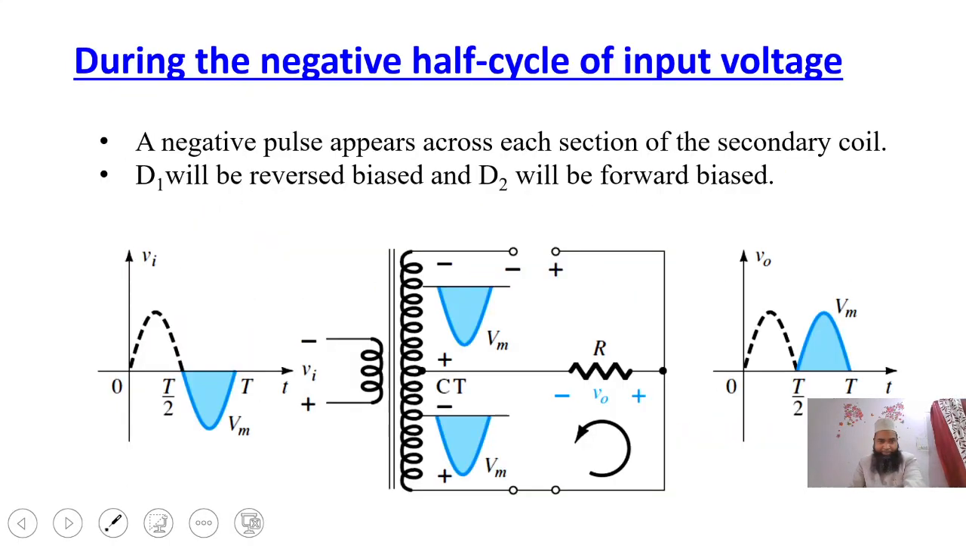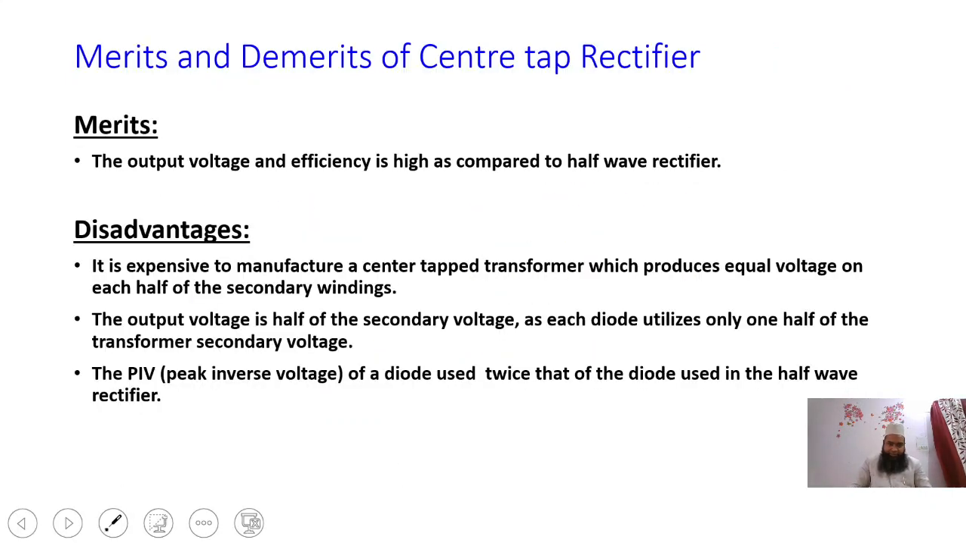This means it converts only half, that is, the voltage appearing across only this secondary is converted to DC; the full secondary is not utilized for conversion into DC. The third point is that the PIV rating of the diode will be twice that of the half wave rectifier.